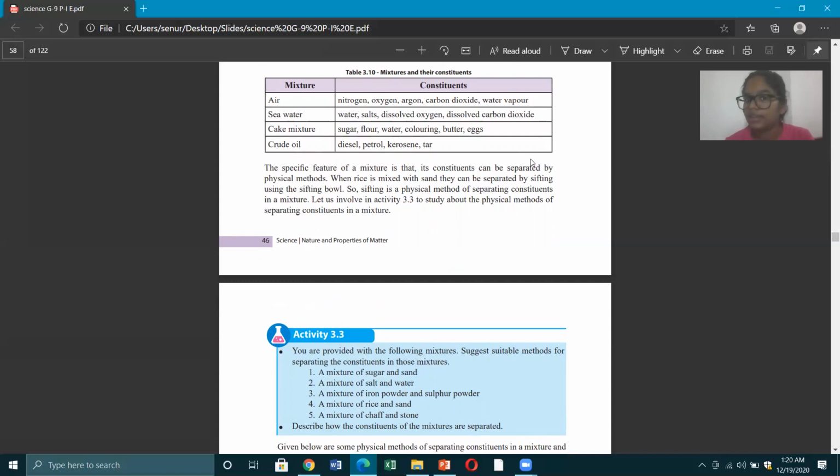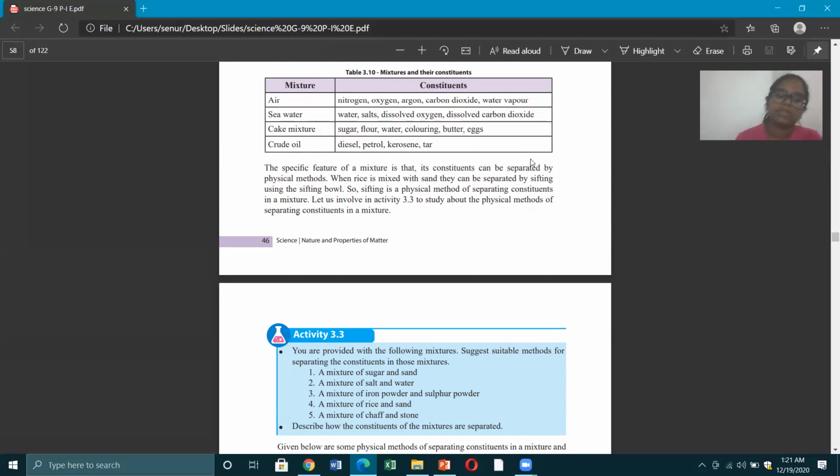So what is the most predominant gas in the atmosphere? Nitrogen. Okay. Even though we inhale oxygen, it's nitrogen. Nitrogen is most of my atmosphere. And then we have seawater, and the cake mixture. Cake flour විතරක් දාලා හදන්න බෑනේ. Sugar, flour, water, coloring, butter, eggs ඔක්කොම තියෙනවා. Crude oil, diesel, petrol, kerosene, tar ඒ හැමදේම එකතු කරලා තමයි crude oil හැදෙන්නේ.